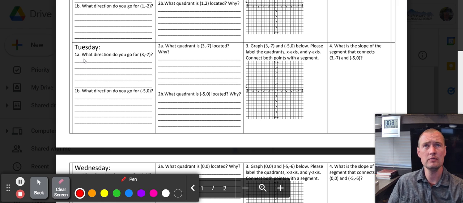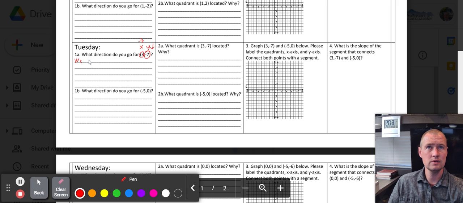Here we go. 1A, what direction do you go for 3 and -7? Now, recall from Monday that we took some notes on directions. So starting with the first 3, because that is a value of x and it's positive, we are going to go to the right. And the second portion, which is -7, which represents the y value, and that it is negative, we need to go to the down direction. So in this case, we're going to be counting to the right by 3 and down by 7. So now we're just going to put that in a sentence.